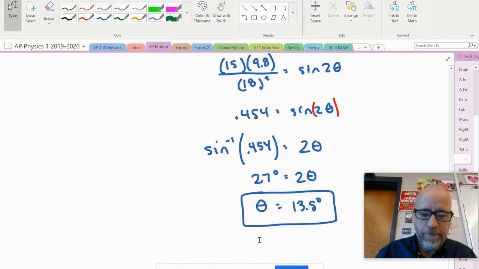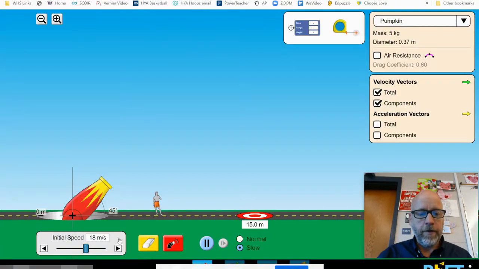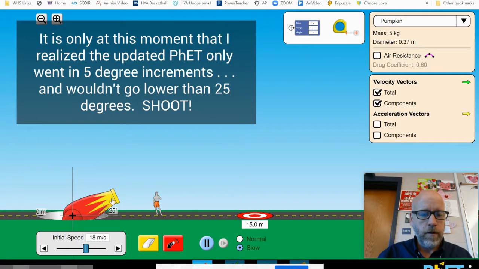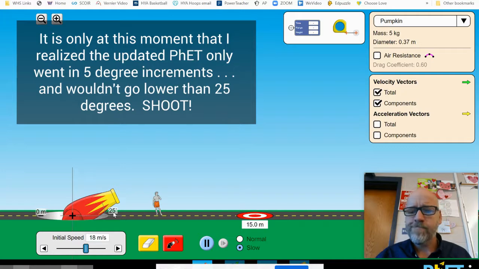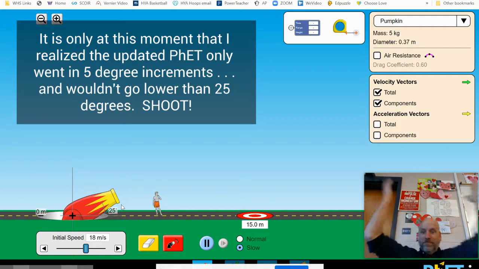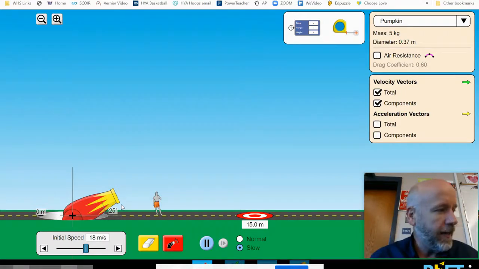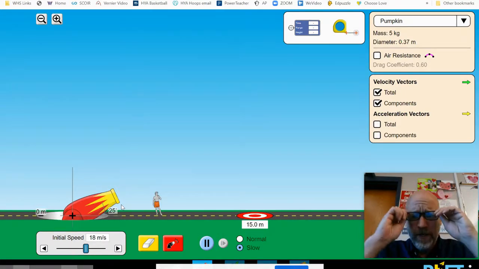Let's go to the sim. So, if I come over here, I can set that angle at 13.5 degrees. Let me see if I can click on it and type it in. That is unfortunate. I can't find the angle at 13.5 degrees. What do I do? I could edit the video, change everything, but no, I'm committed.